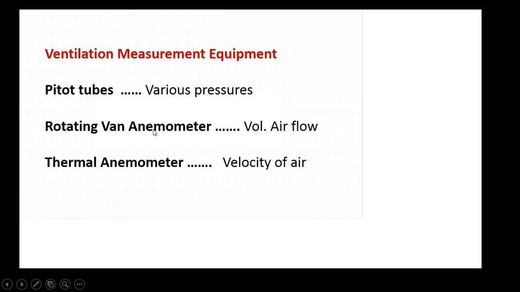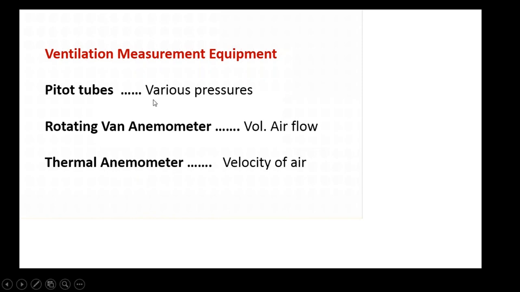Then there is the rotating vane anemometer. We can measure air flow rate Q with it. And there is also the thermal anemometer. With the help of a thermal anemometer, we can measure the velocity of the air. It may work like a thermocouple or a thermistor. When air moves over the surface of the thermocouple or thermistor, at a greater velocity it removes more heat from the instrument. When the velocity decreases, it removes less heat, and there is calibration, so we can convert it into velocity. Ultimately, with this principle, we are able to measure the velocity of the air.